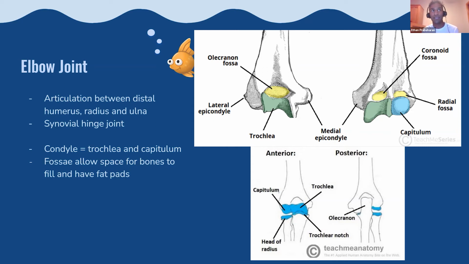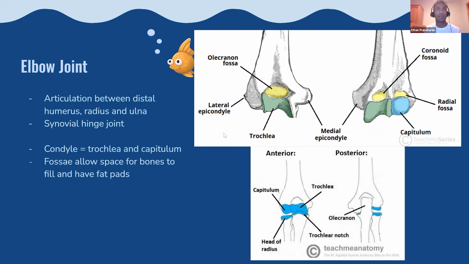It's a synovial hinge joint. Hinge joints permit flexion and extension. So we can't actually rotate or adduct our elbow. It's simply just flexion and extension. And synovial joints, as I talked about last week, are the joints that are going to make up all of our musculoskeletal system.